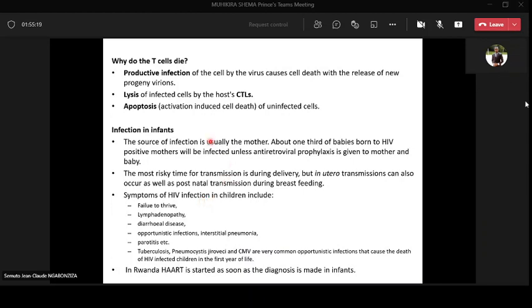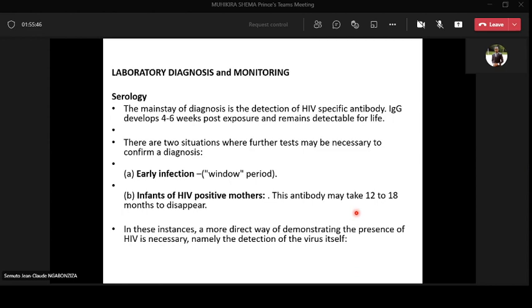Infection in infants is more or less similar, you can read. And in Rwanda, we started giving highly active antiretroviral therapy as soon as diagnosis is made in infants. Not only in infants, but in all people: whenever someone is diagnosed, we initiate highly active antiretroviral therapy. It limits the occurrence of AIDS.